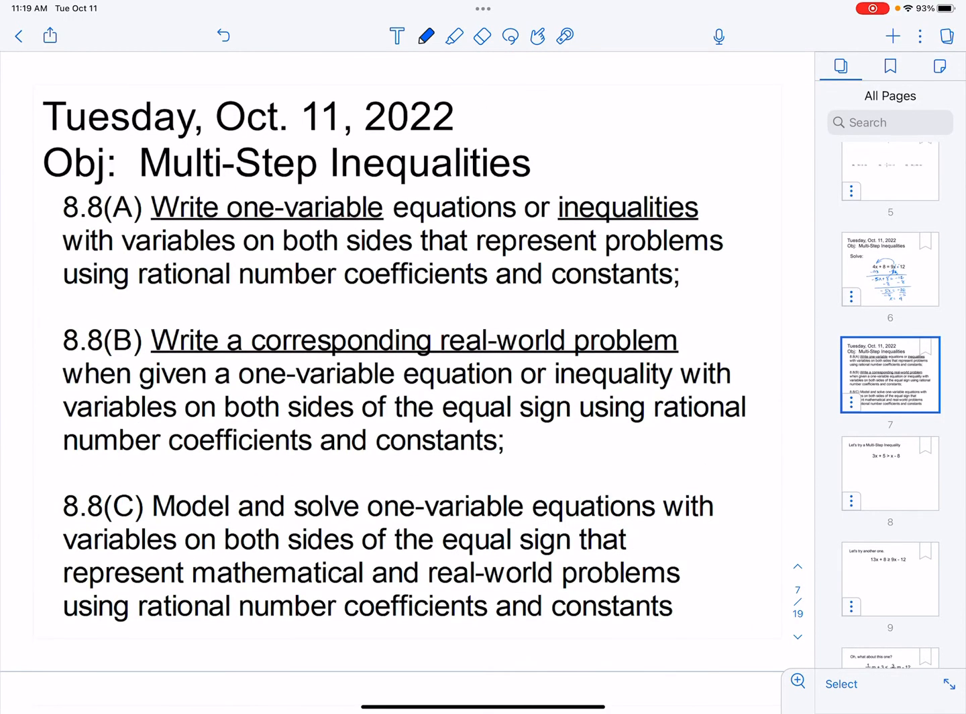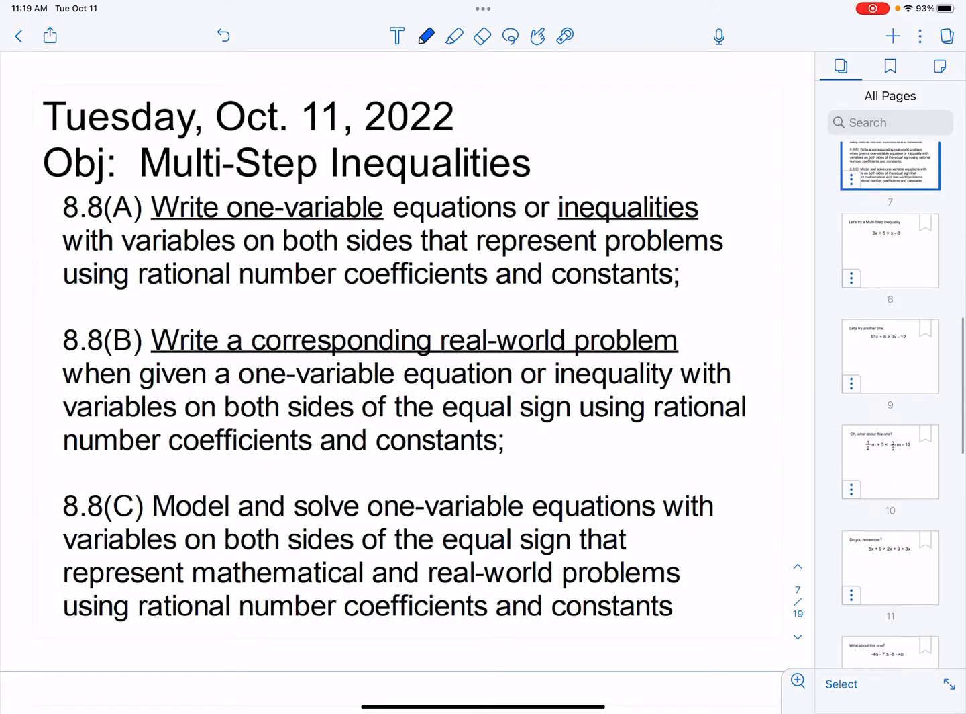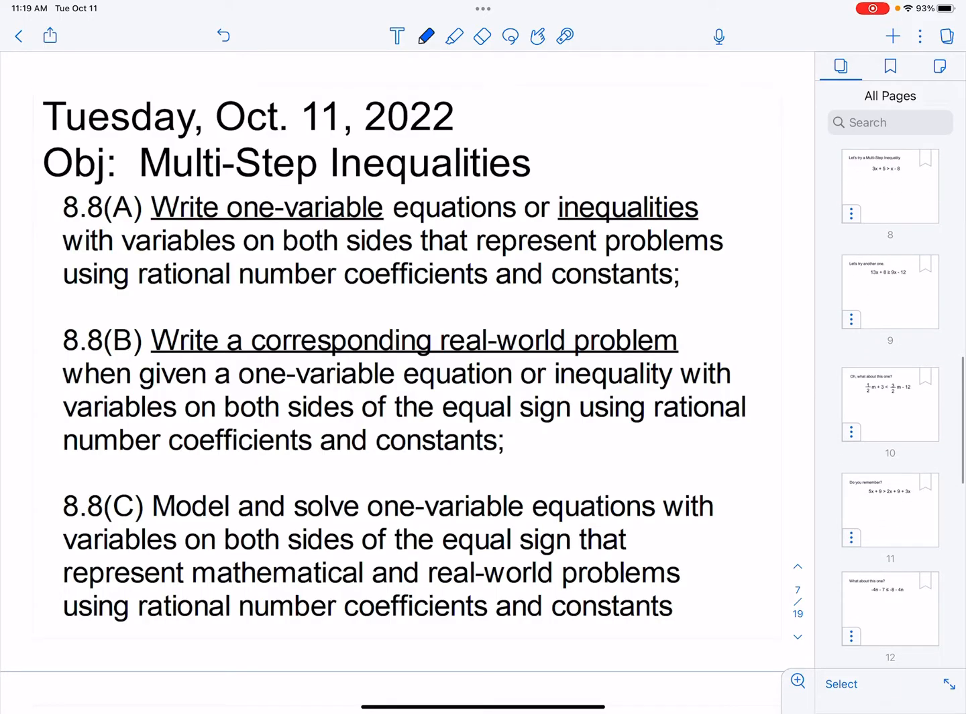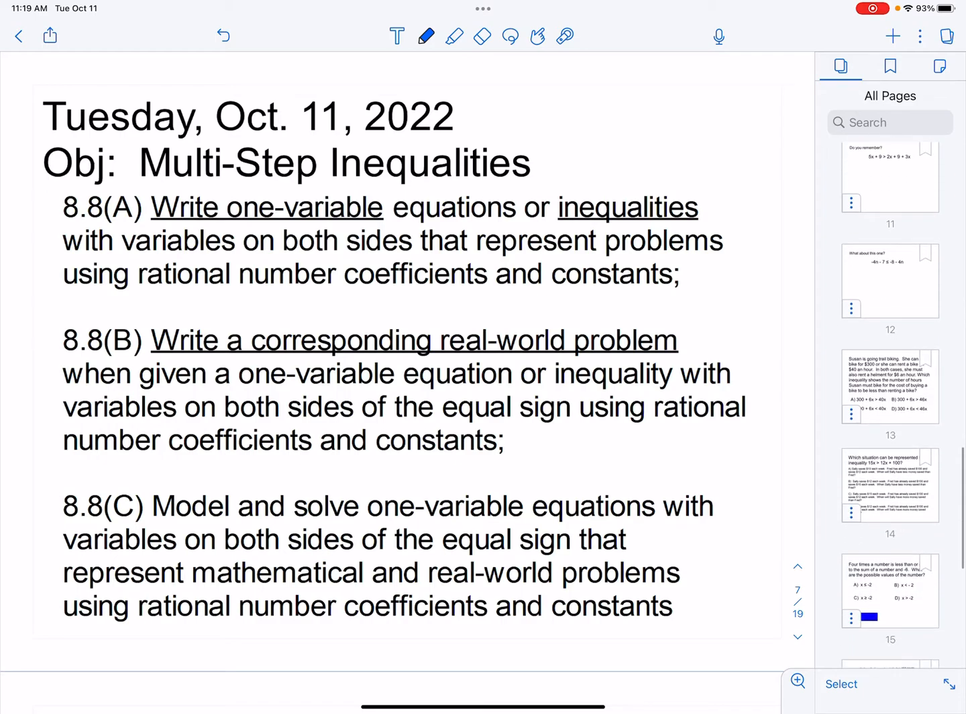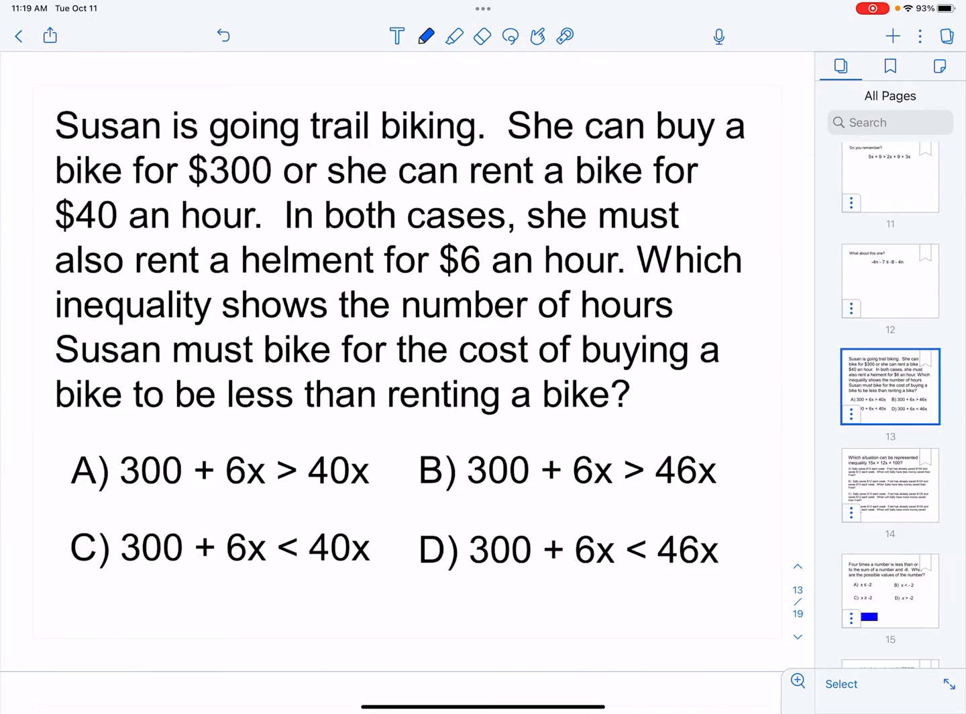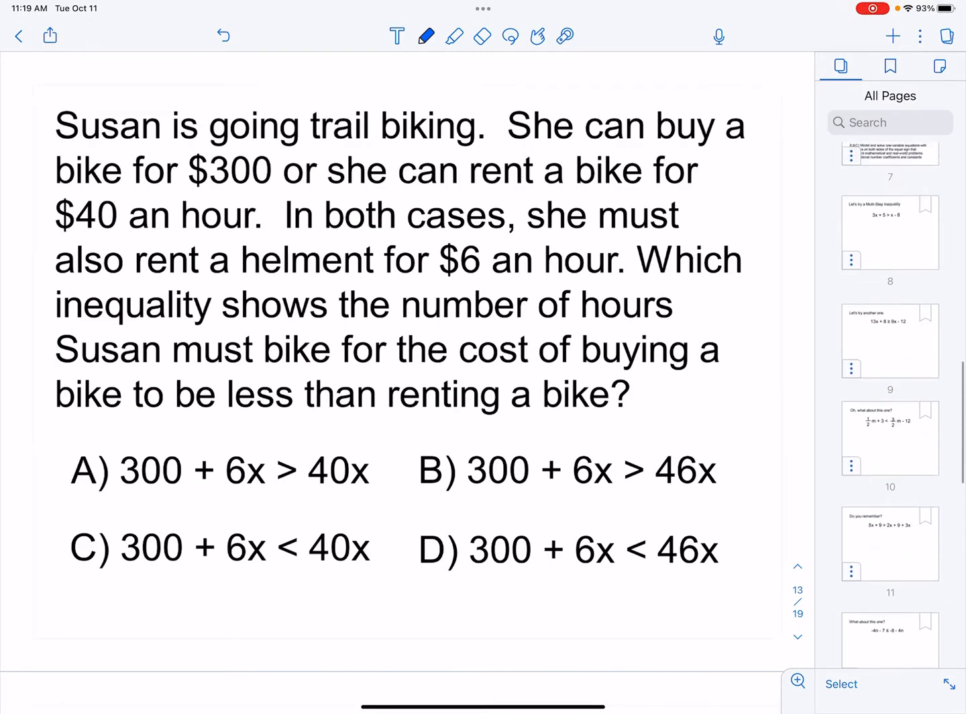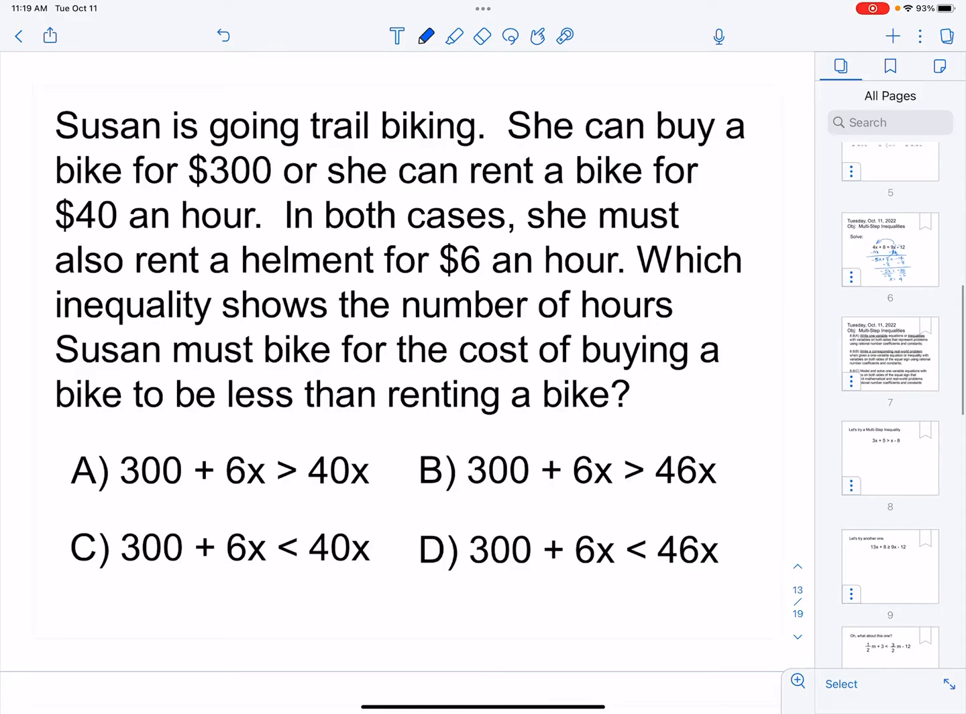The reason why we're doing all this is what the state of Texas tells me to teach. In 8.8a, it says we've got to write one variable equations and inequalities with variables on both sides that represent problems using rational numbers, rational numbers for coefficients and constants. In other words, when given a word problem, I've got to be able to convert that into an equation or an inequality.